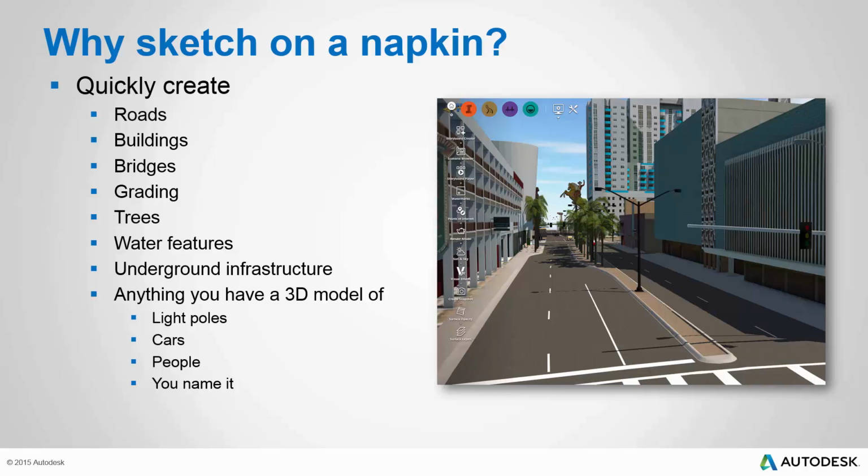And in fact, you can create literally anything that you have a 3D model of in your library, and that can be light poles, cars, people, or anything that you may have access to. Now, the core tools of InfraWorks 360 do provide an extensive library of things like light poles, cars, and people, but you can of course supplement that with your own 3D models as well.